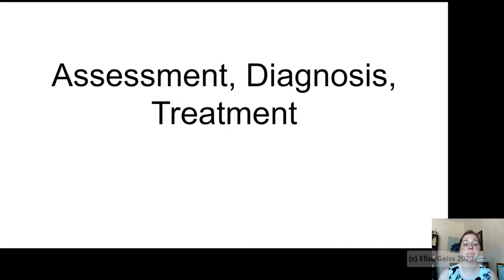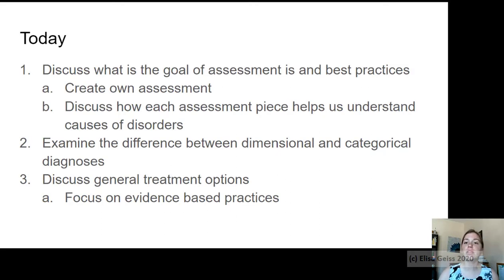Today, what we're going to be talking about is assessment, diagnosis, and treatment of psychological disorders in children. This is a really important process that we have in how we actually work with kids. If you are interested in becoming a clinical psychologist, this is definitely a huge part of what you would be doing. So today we're really going to discuss what the goal of assessment is and what our best practices are to get assessment.